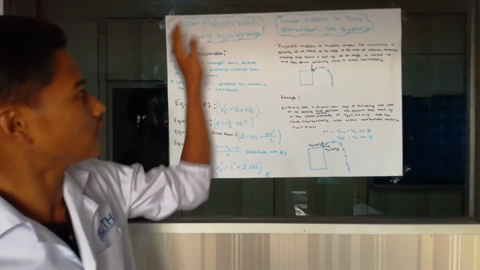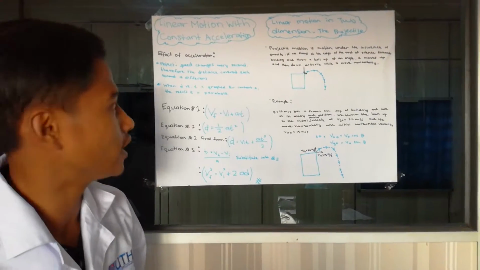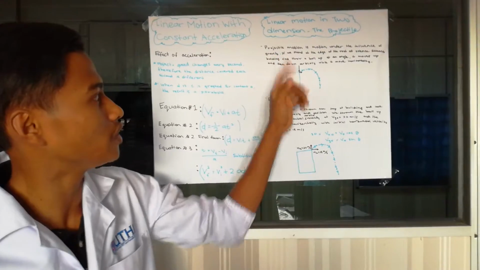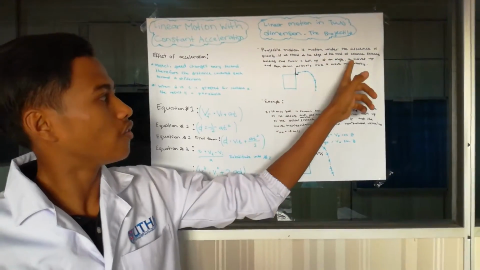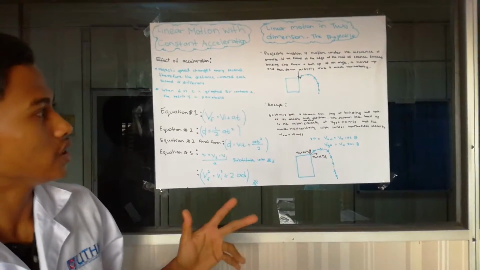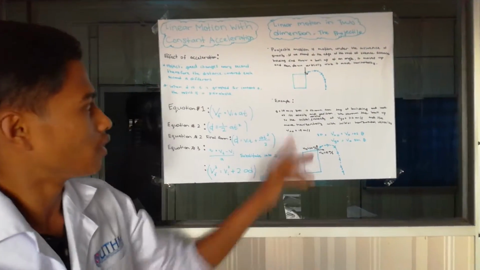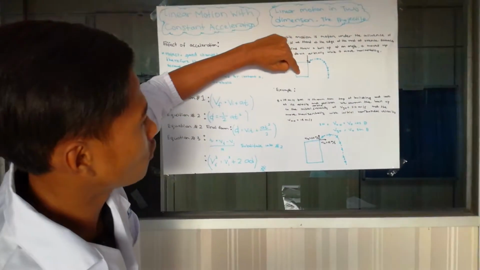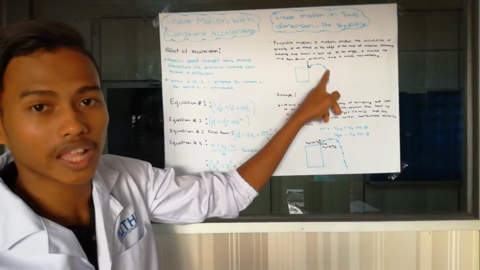Second is the linear motion in 2 dimensions, the projectile. Projectile motion is motion under the influence of gravity. If we stand at the edge of the roof of a building and we throw a ball at an angle, it moves horizontally and vertically, like the graph. If we throw the ball from this angle, the ball will go up then down.